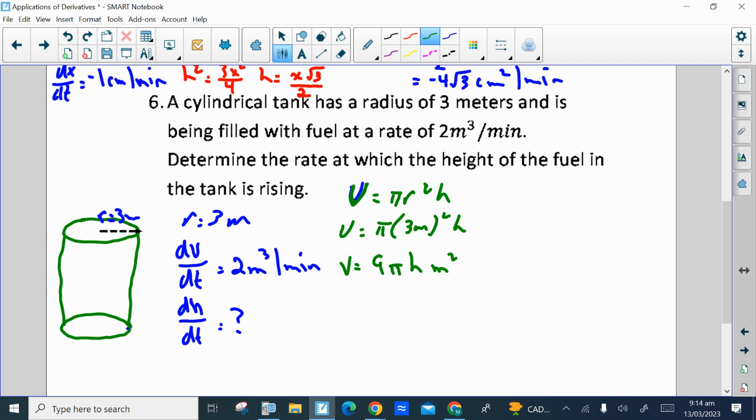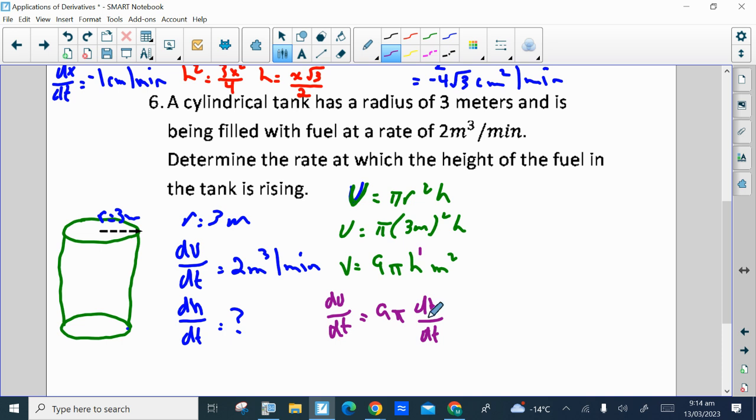So now we'll differentiate both sides with respect to time. So it'll be dV by dt equals, so on the right, the h is the only variable, it's to the power 1. So it'll be 9 pi times dH by dt. Remember, when you differentiate h, you use a chain rule, which means using the power rule first, so the 1 comes in front of the h, but then the power decreases by 1, so it becomes 1h to the power 0. That's why there is no h here. But then you also multiply by the derivative of what's inside the brackets. That's where the dH by dt came from.